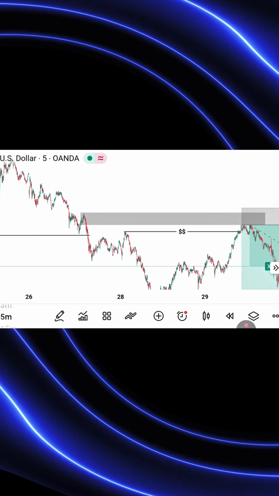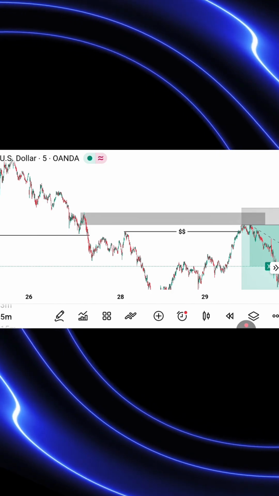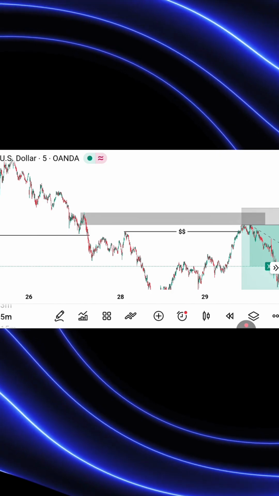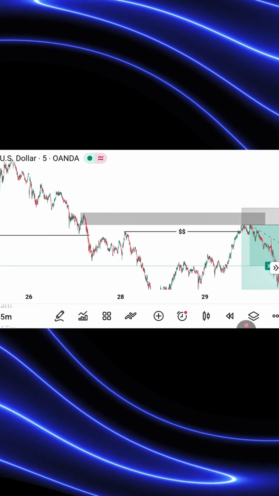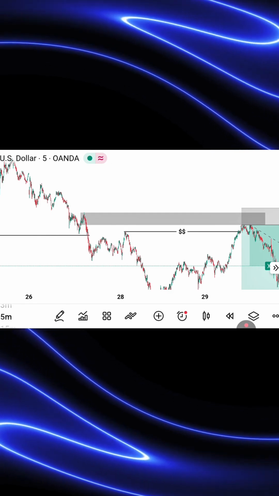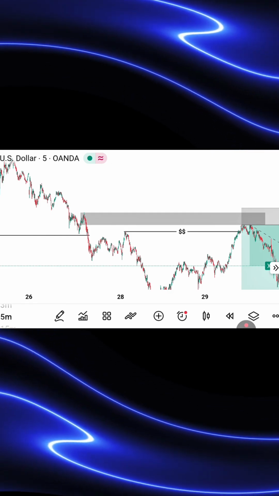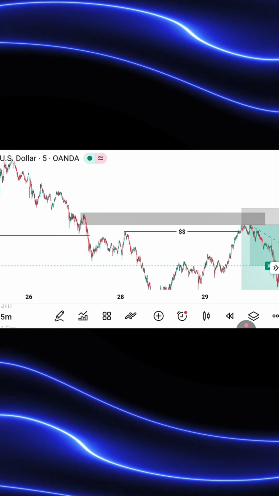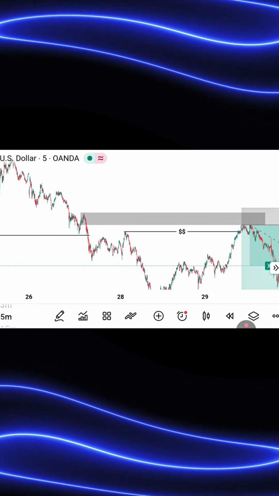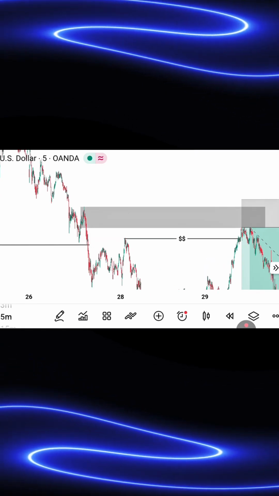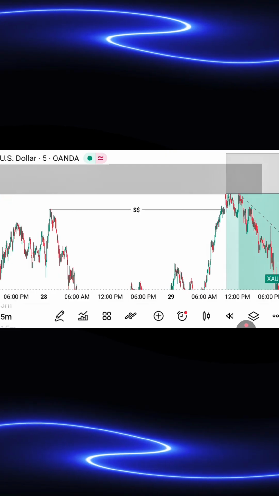If you trade on the 5-minute time frame, you will need to go to the 1-minute time frame. I don't know if you get the point. If you trade on the 15-minute time frame as your entry time frame, you go to the 5-minute time frame or the 3-minute time frame for an extra confirmation. So in this case, I'm going to go to the 5-minute time frame.